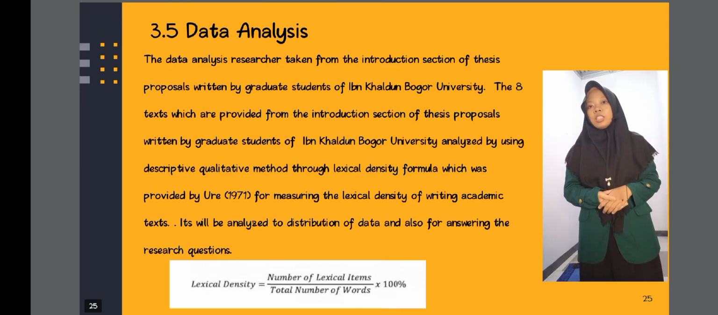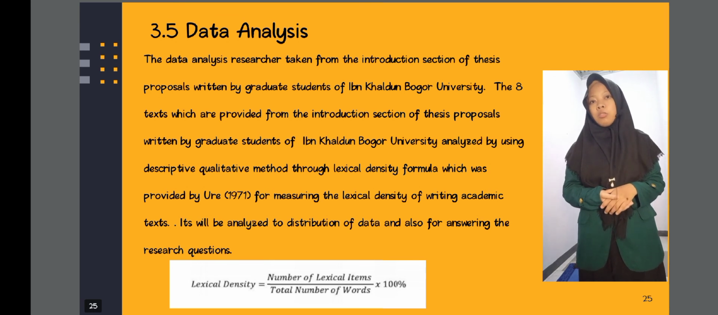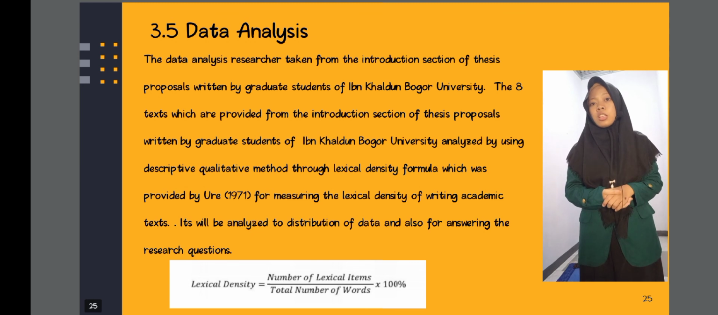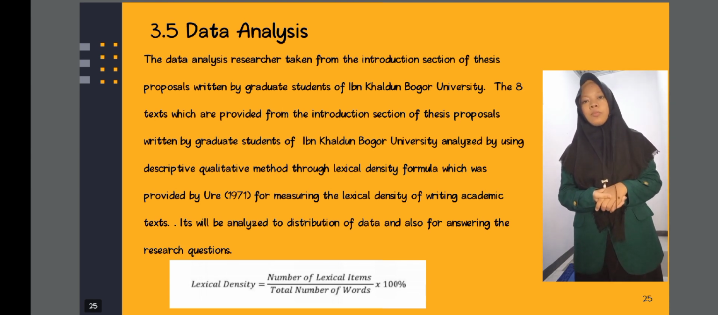And then data analysis. The data were taken from the introduction section of thesis proposals written by graduate students of Ibn Khaldun Bogor University. The texts were provided from the introduction section and analyzed using the descriptive qualitative method through the lexical density formula provided by Ure 1971 for measuring the lexical density of academic writing text. It will be analyzed to see the distribution of data and also to answer the research question.